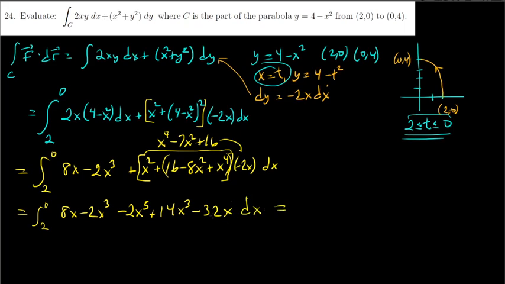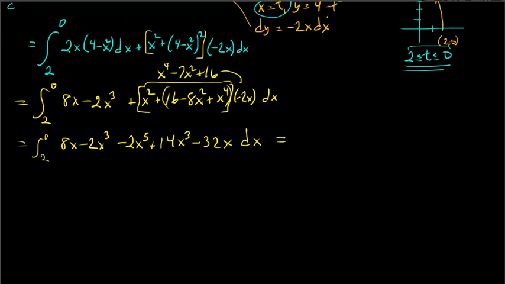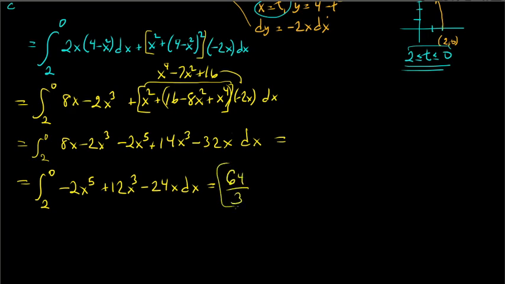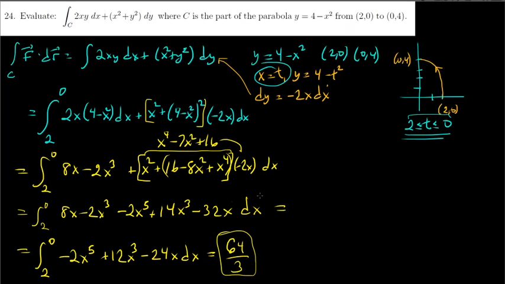All right, so at this point, we can simplify this a little bit more here. So negative 2x to the 5, there's no x to the 4s. 14 minus 2 is 12x to the 3, and then negative 32 plus 8 is negative 24x. All right, so you work all that definite integral out, and you should get 64 over 3.